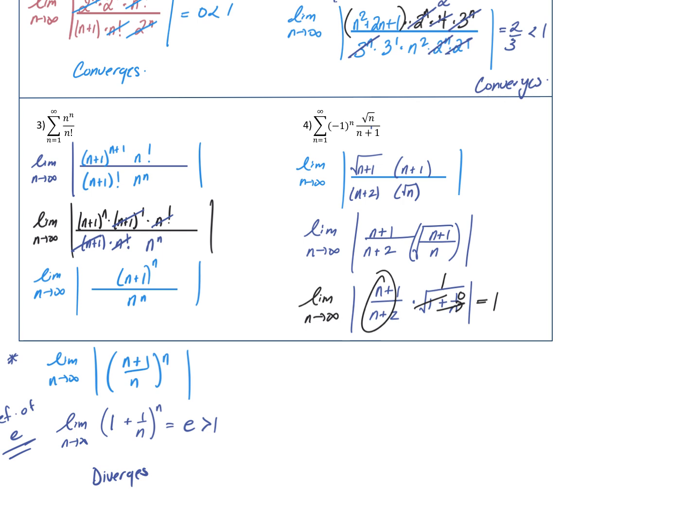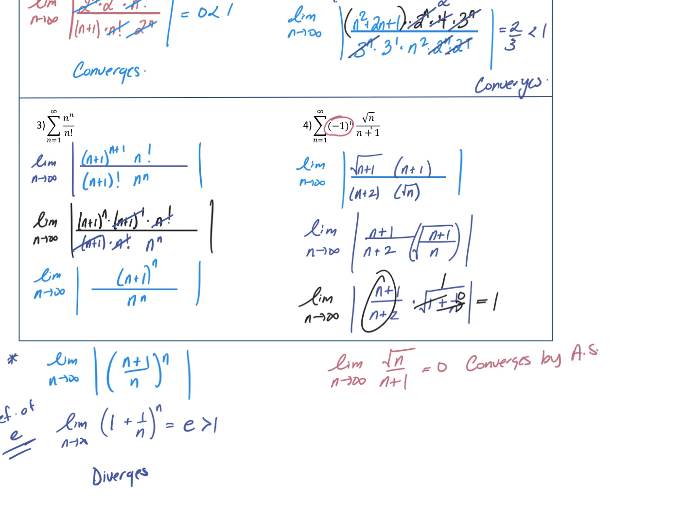Now, in hindsight, obviously this is a ratio test, but you would never do the ratio test for this. This is AST. For AST, all we have to do is take the limit as n goes to infinity of root n over n plus 1, and that equals 0. So this converges by AST.